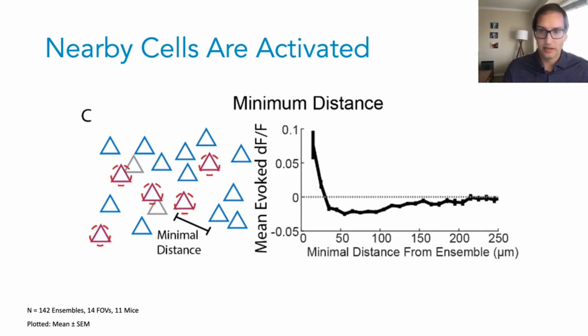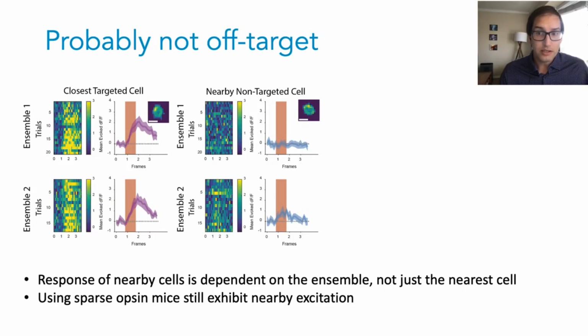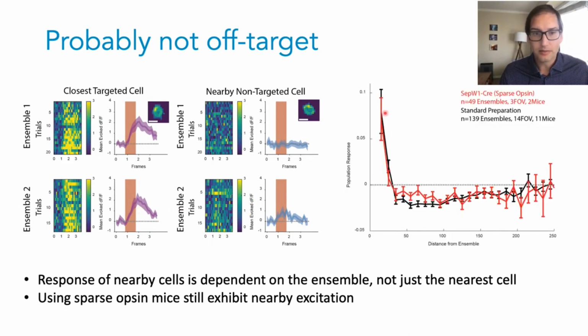We don't believe that this nearby activation is due to a light artifact, as this excitation is dependent on the entire ensemble that's driven, not just the closest cell, and persists even if you repeat the experiment in a set of mice that have a sparser opsin, in this case set by the CEP-W1 Cre line.